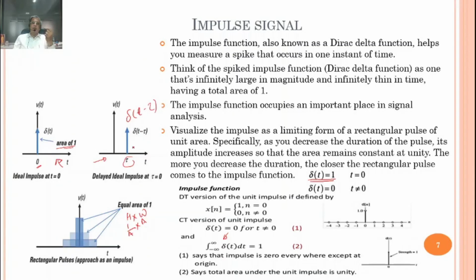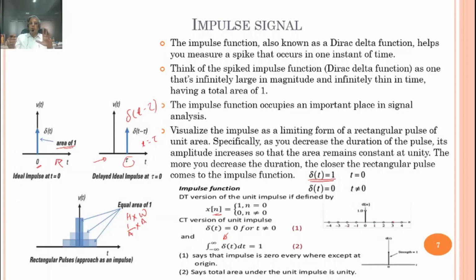Now this is the shifted signal; the signal will exist only at t equal to tau. Otherwise the signal becomes 0. Similarly, in discrete time, the signal is represented like this. It is equal to 1 for n equal to 0, and for all other values, it becomes 0.